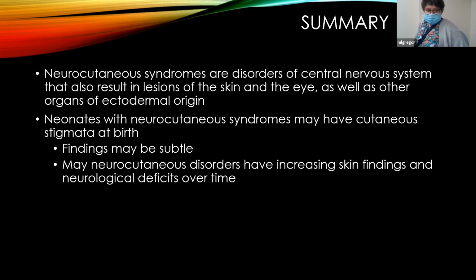So neurocutaneous syndromes are disorders of the central nervous system that also result in lesions of the skin and eye, as well as all other organs of ectodermal origin. The cutaneous stigmata may be present at birth, but they may develop over time, or at least change in presentation over time. And a lot of the comorbidities become apparent over time as well, may not be present.